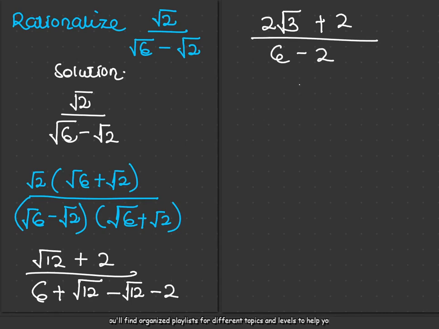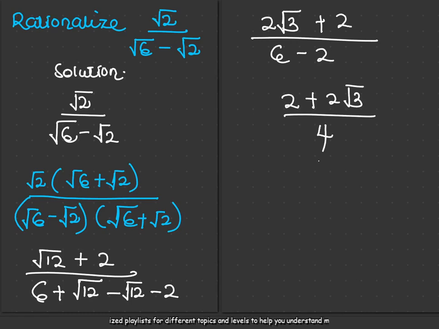You see, in writing, it is advisable you bring the number first, most especially if it's positive. Okay, so we can rewrite it as 2 plus 2 root 3 all over 6 minus 2, which gives us a 4. At this stage, we can distribute the 4 to both, so that we have 2 over 4 plus 2 over 4 root 3.